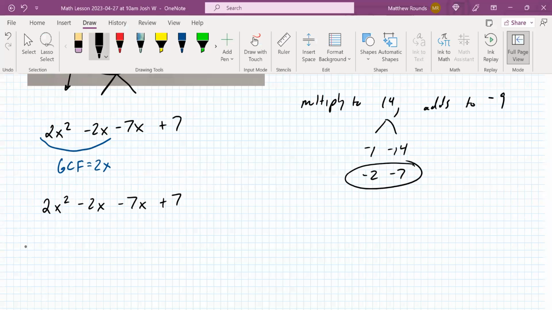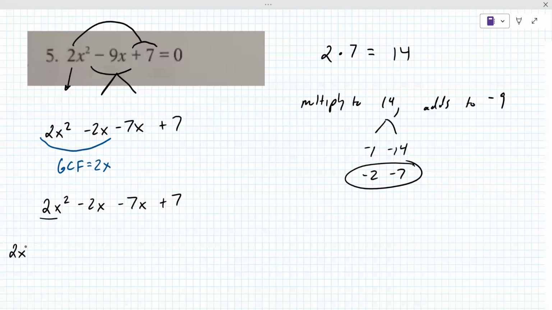So what you do is you write your GCF on the outside and you divide each of these by the GCF. Okay. Now I'm remembering something. 2x. 2x. 7. 2x. Okay. All right, now we got to divide here. What is 2 divided by 2?